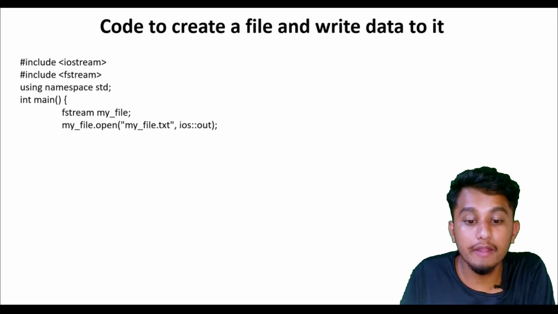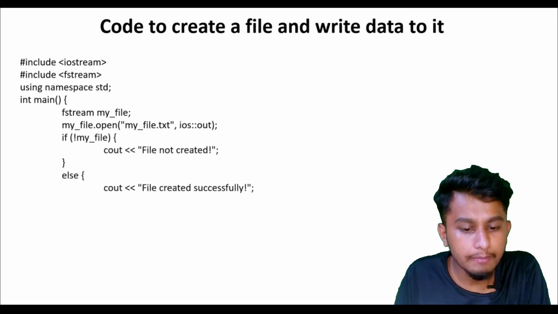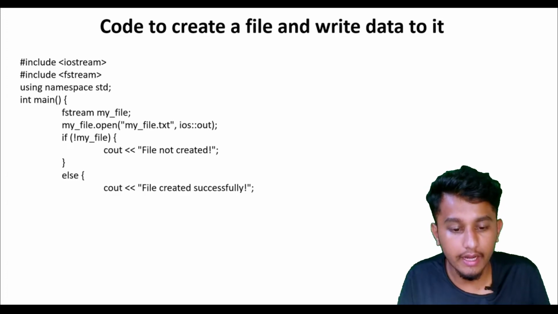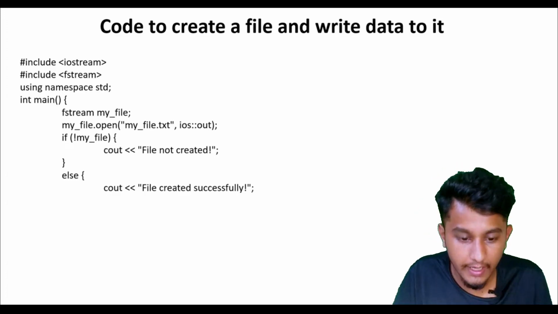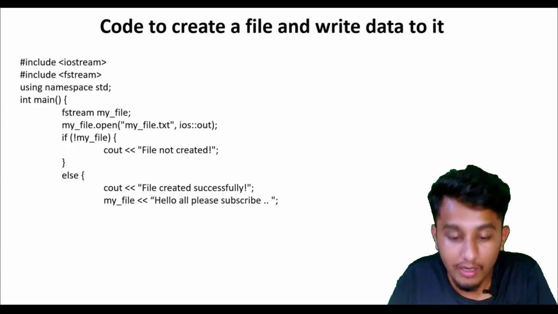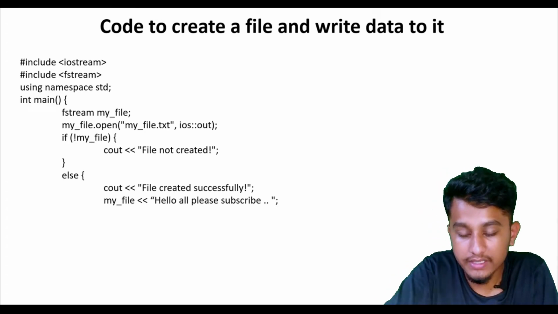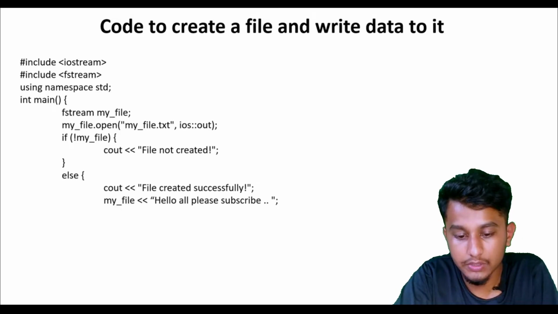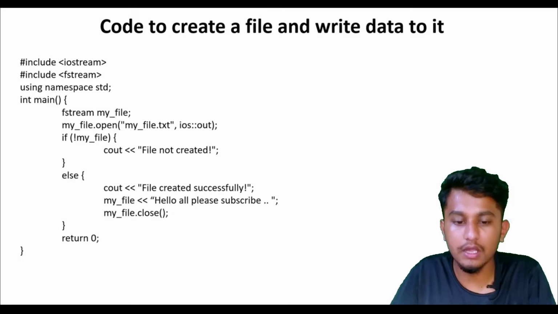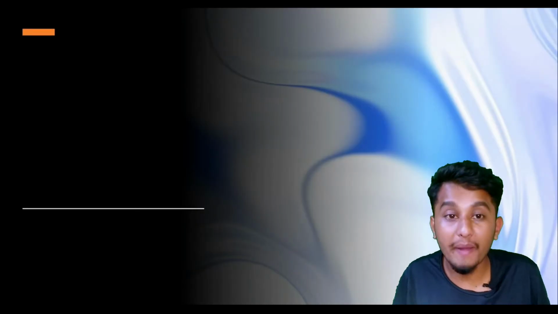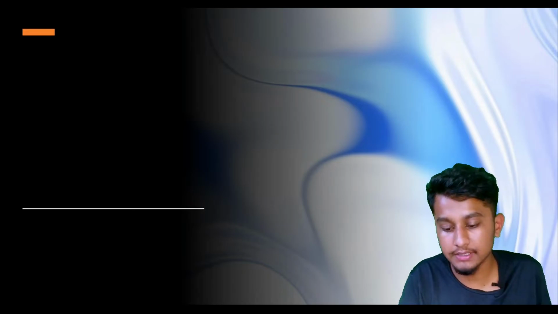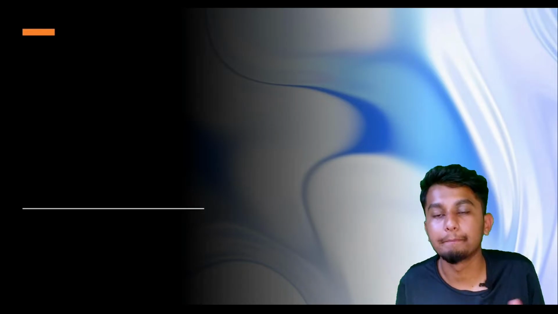We have created myfile.txt, and if the file is not there, then the file is not created, else the file was created successfully, and we will now write to myfile "Hello all, please subscribe." Now again what we did is we start writing to the file using that object, and finally the file is closed. So we will compile all the programs that we have discussed. This is a small presentation, so let's get down to the program.